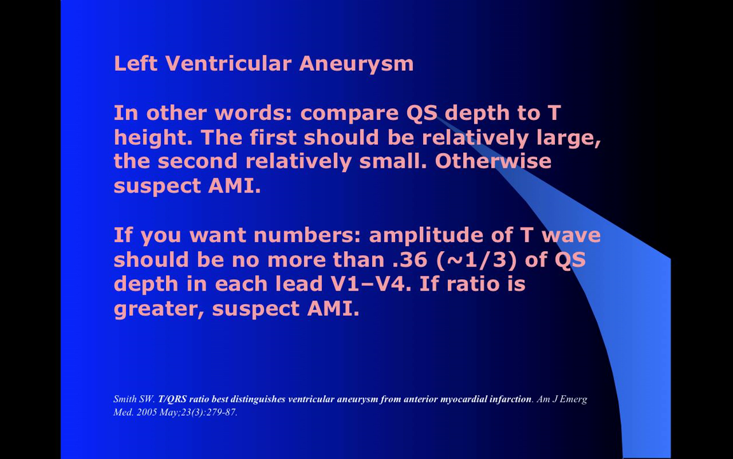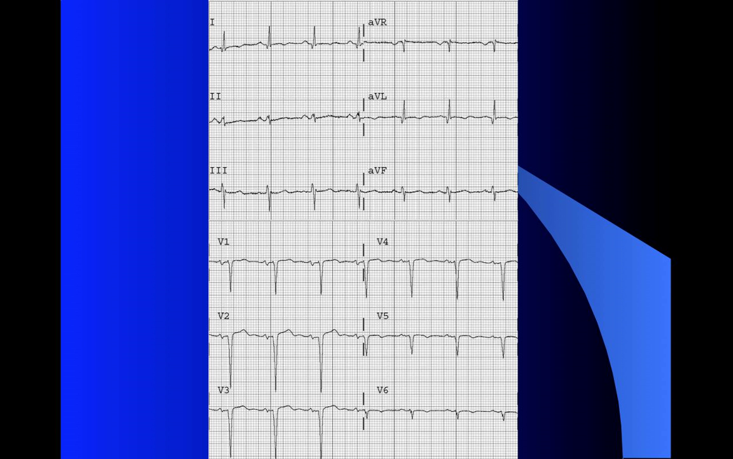Now, of course, Dr. Smith has another rule for this, basically comparing the depth of the QS wave to the height of the T wave. Again, the first should be pretty big and the second should be pretty small. If it's more than about a third, then he says you should suspect MI. Again, I'm not going to tell you to go measure, but the principle has been validated.